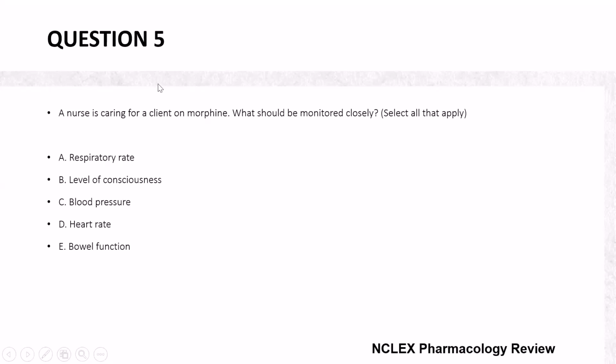A nurse is caring for a client on morphine. Morphine is very important. High yield drug. What should be monitored closely? When you hear of morphine, you should know what should be monitored. So select all that apply. So this is a select all that apply question. So we can choose more than one.